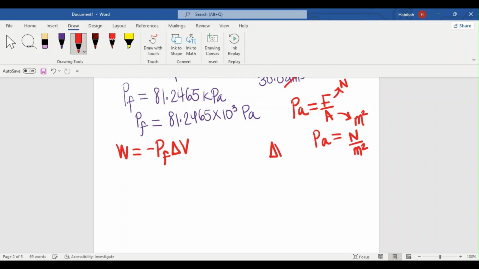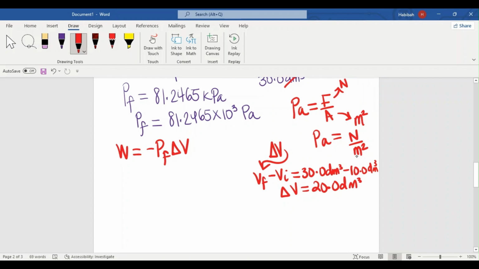The change in volume here is just going to be V final minus V initial. So that would be 30.0 dm cubed minus 10.0 dm cubed. So change in volume is going to be 20.0 dm cubed. So yeah, that's basically what you do.